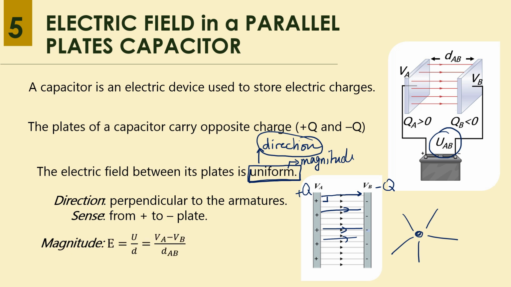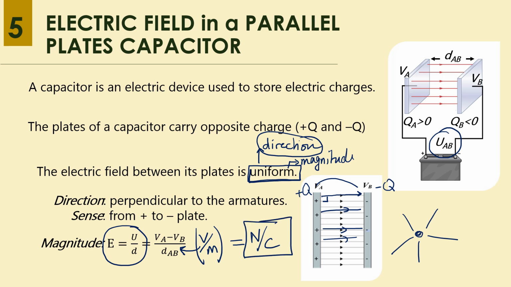Moreover, the magnitude is given by E equal U over D, voltage over distance. You just take the voltage between the plates and the distance between the plates, and you're going to get the electric field. The magnitude is expressed in volt per meter here. That's why we said volt per meter or Newton per coulomb. They are alike. Volt per meter is used from this equation. Newton per coulomb is a general indicator of the electric field unit.